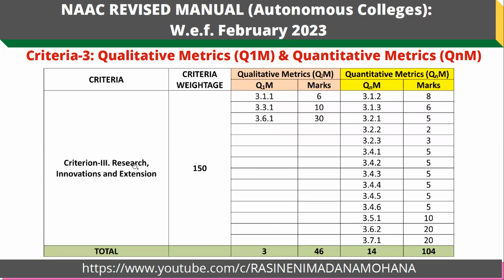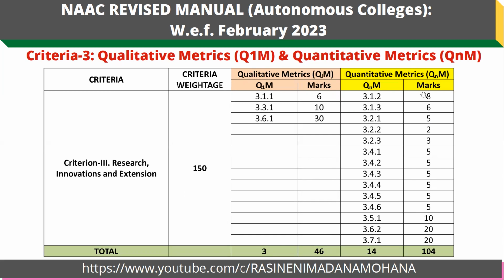Then criterion 3, research innovations and extension, total weightage is 150, which consists of 3 qualitative matrices, then 14 quantitative matrices. Then the first qualitative metric is 3.1.1, weightage is 6, then 3.3.1, weightage is 10, then 3.6.1, weightage is 30. Total 3 qualitative matrices, total weightage is 46. Then there are 14 quantitative matrices.